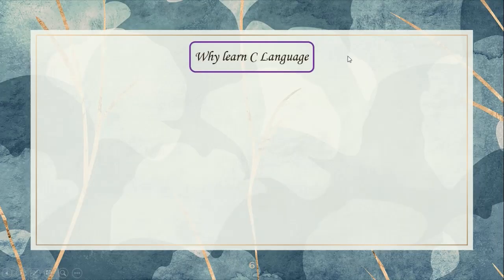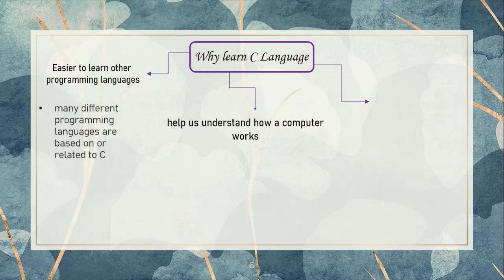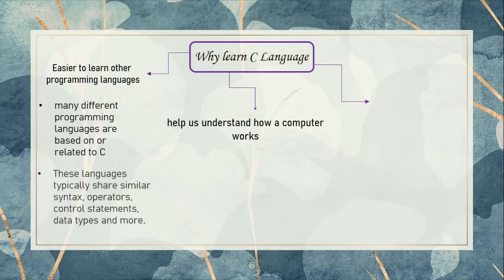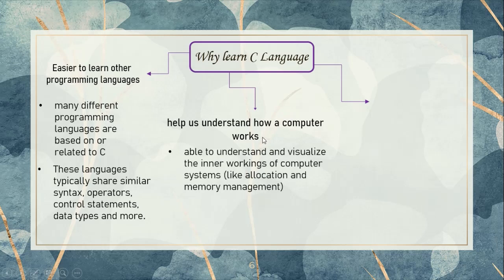In this slide, I will tell about the importance of learning C language. There are three importances of C language. The first one is that it is easier to learn other programming languages. Many different programming languages are based on or related to C. This language typically shares similar syntax, operators, control statements, data types, and more. The next one is that it helps us understand how a computer works.